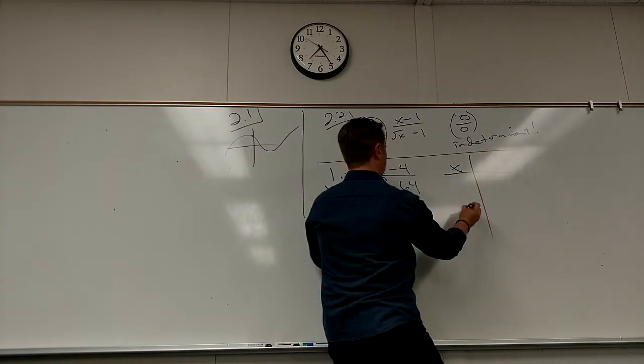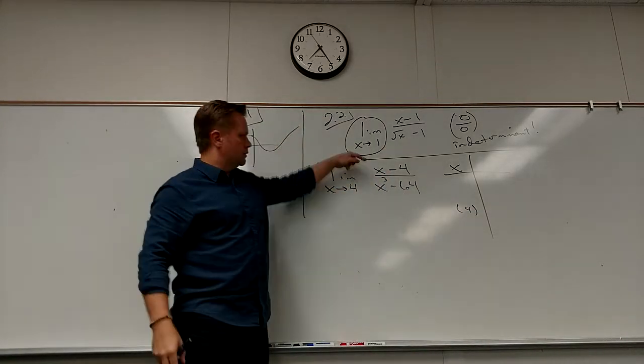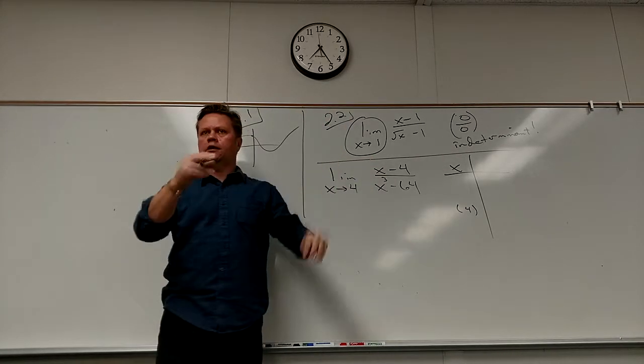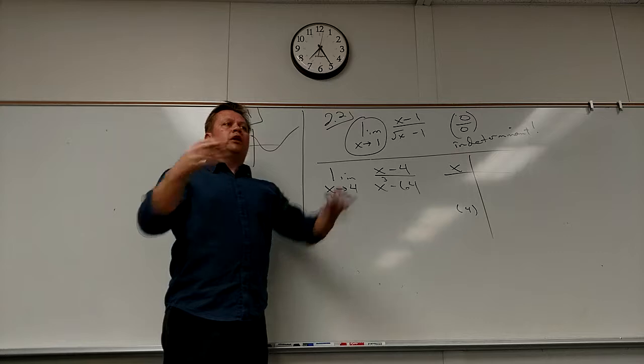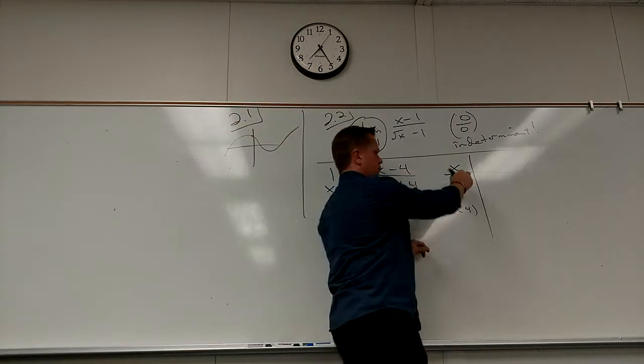So here, let me put in the middle, in parentheses, 4, because that's the value I can't use. What happens at 4? 0 over 0. Okay, I like it. So I want to approach 4 from both sides. So what am I going to put coming from below? Where should we start, maybe?